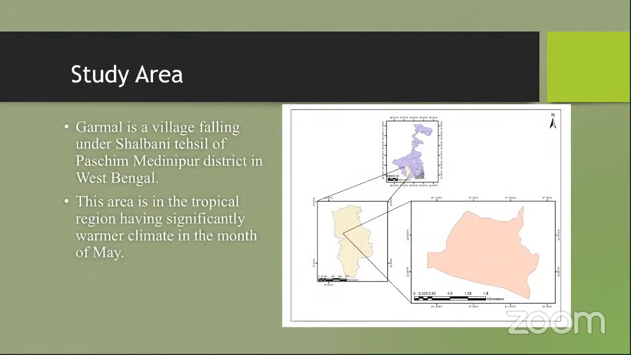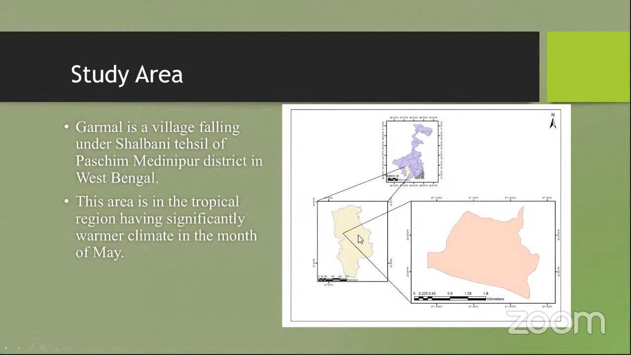So now the study area is a village named Garmal, falling under the Salmani Tehsil of the Pashchim Medinipur district. We can see here a very small district in the picture: the first one is the state of India named West Bengal, then a particular Tehsil named Pashchim Medinipur, and from that, the orange area we can see is our study area. Now this area falls under the tropical region, so we can see variation in seasons throughout the year. The month of May generally goes under the summer season, so it would be ideal for calculating the CDDs of the buildings.